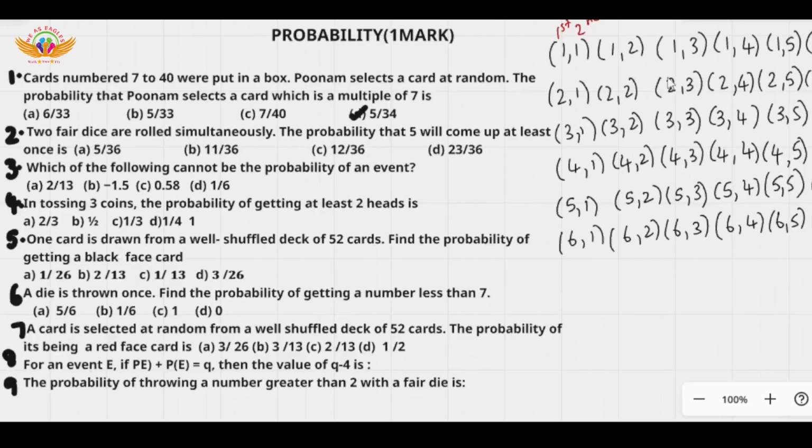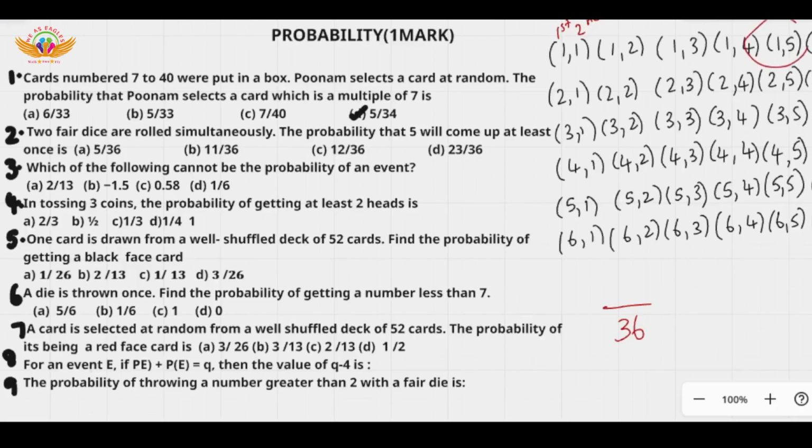Now we have all the possible outcomes here. So how many total possible outcomes are there? 1, 2, 3, 4, 5, 6 here, 1, 2, 3, 4, 5, 6 here, 6 into 6, total 36. The total number of possible outcomes is 36, and what we have to find is the probability that 5 will come at least once. Let's check how many times 5 has come.